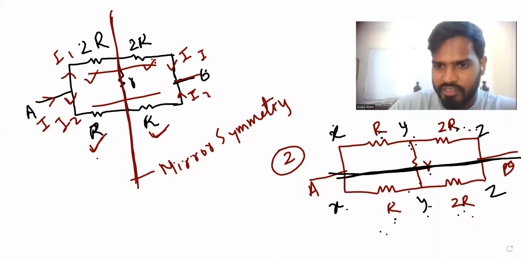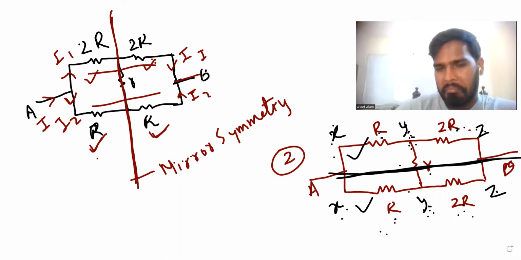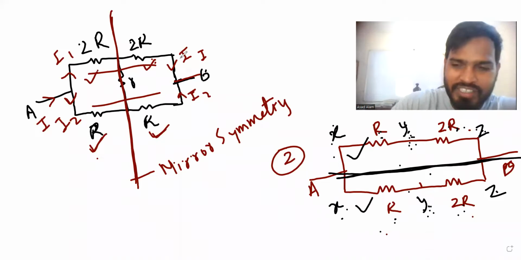So this resistance is between what? X and Y. This resistance also is between X and Y, right? This resistance is between Y and Z. This resistance also is between Y and Z. But this resistance is between what? Y and Y. So there is no point of writing that resistance. So it is not there at all, right?